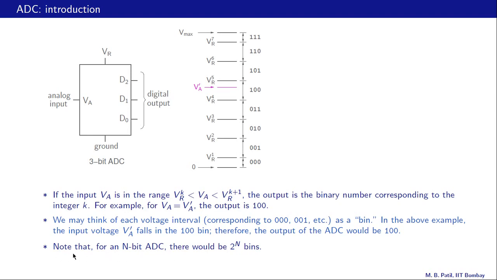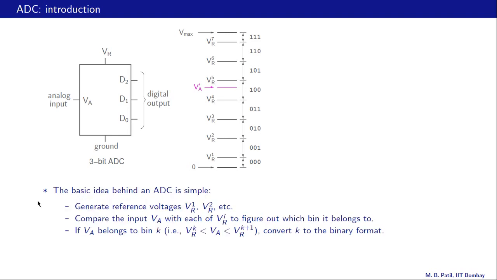And finally, note that for an n-bit ADC, there would be 2 raised to n bins. In this case, there are 2 raised to 3 or 8 bins. So, the basic idea behind an ADC is quite simple. First, we generate reference voltages Vr1, Vr2, etc. Then, we compare the input VA with each of these reference voltages to figure out which bin it belongs to. And if VA belongs to bin K, then we convert K to the binary format, and that is our ADC output. And a parallel ADC does exactly that, and let us see that in the next slide.